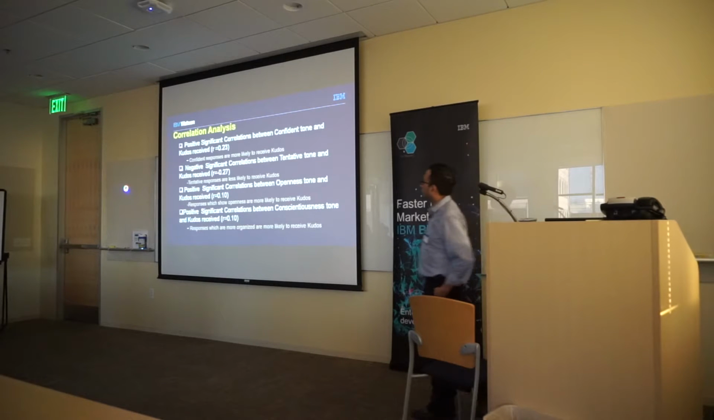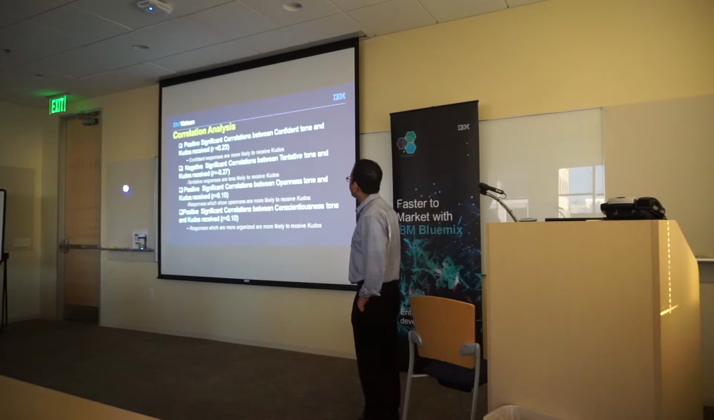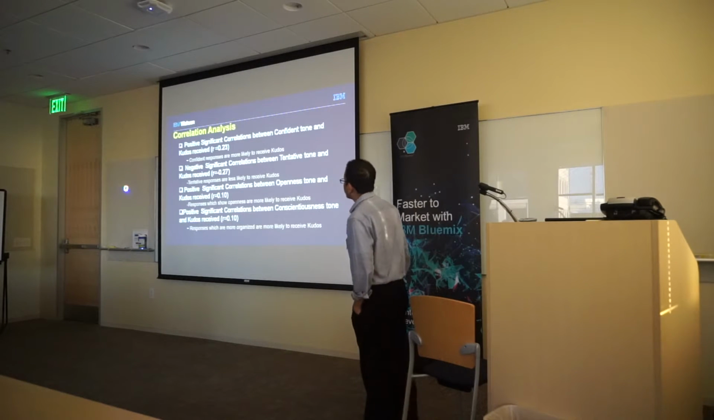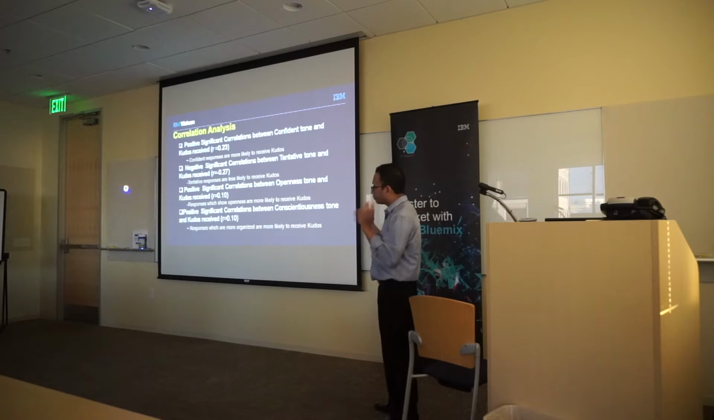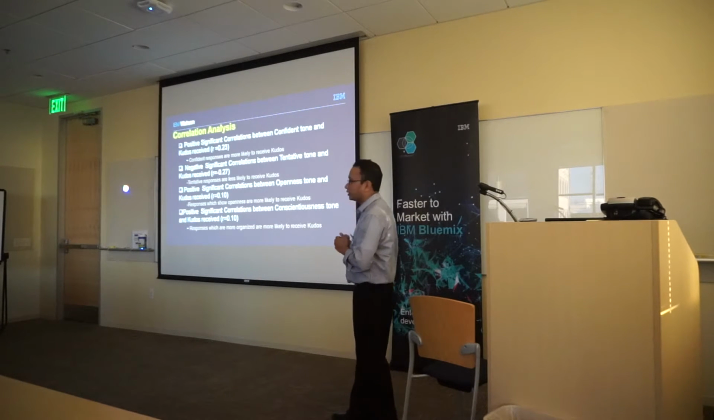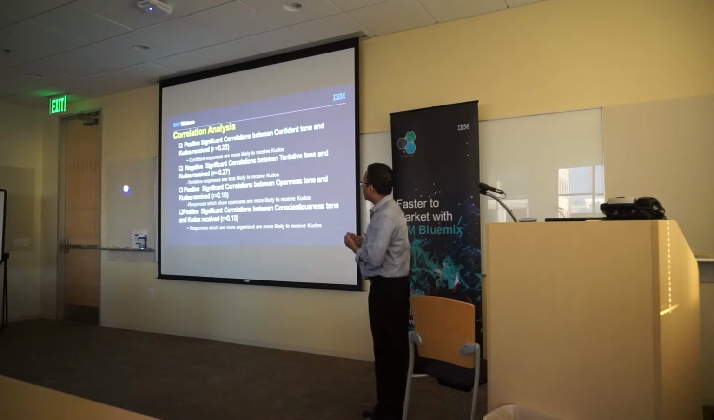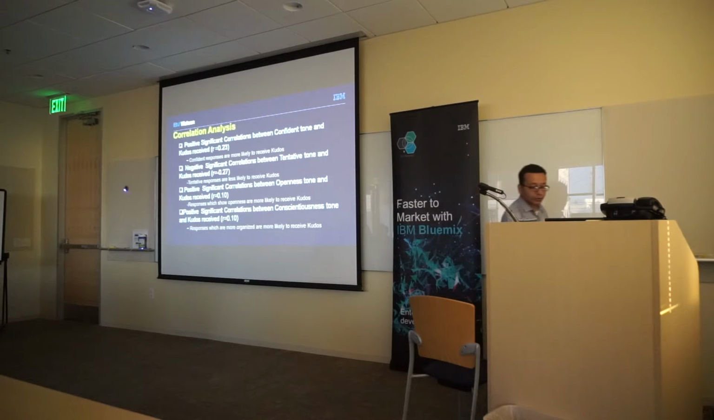Here is the result from correlation analysis. We found a positive significant correlation between confident tone and kudos received, and the correlation score is 0.23 and is significant. So if a response shows a higher score on confidence, it is more likely to receive kudos. Negative significant correlation between tentative and kudos, again this is pretty intuitive, that might follow from the previous conclusion. Positive significant correlation between openness tone and kudos. Positive significant between conscientiousness tone and kudos. So the responses which are more organized, that score high on the conscientiousness dimension of Big 5, are also more likely to receive kudos.